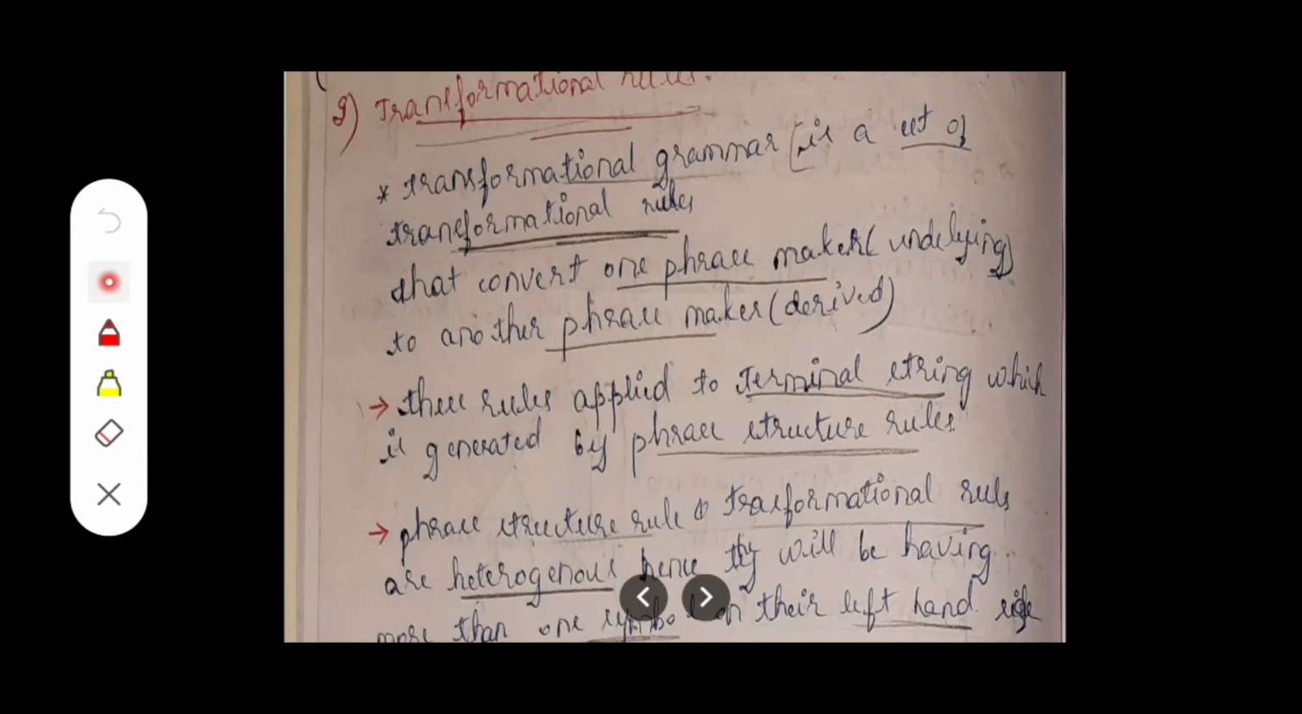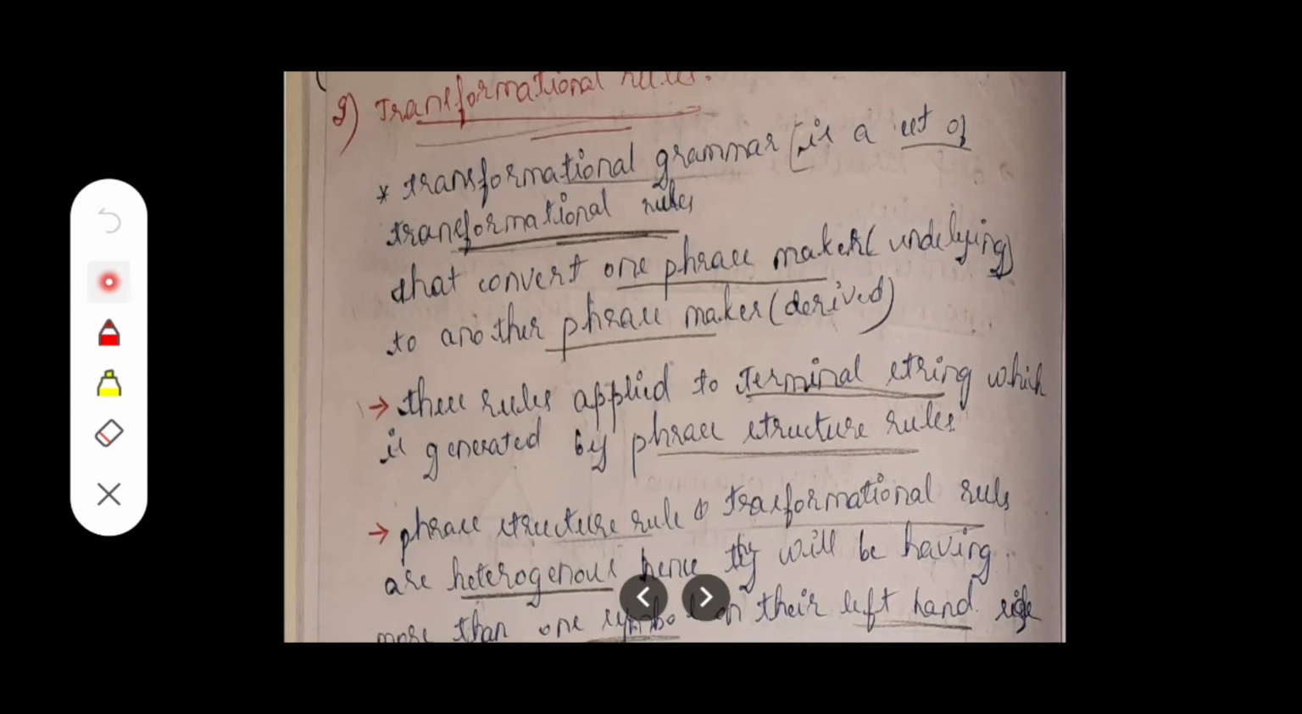The next component is transformational rules. The name itself indicates transformation, meaning from one form to another form. Here we have transformational grammar. This grammar has a set of rules, and those rules are transformational rules. It converts one phrase marker to another phrase marker, that is, from the underlying to the derived structure. It is a conversion from one form to another form.